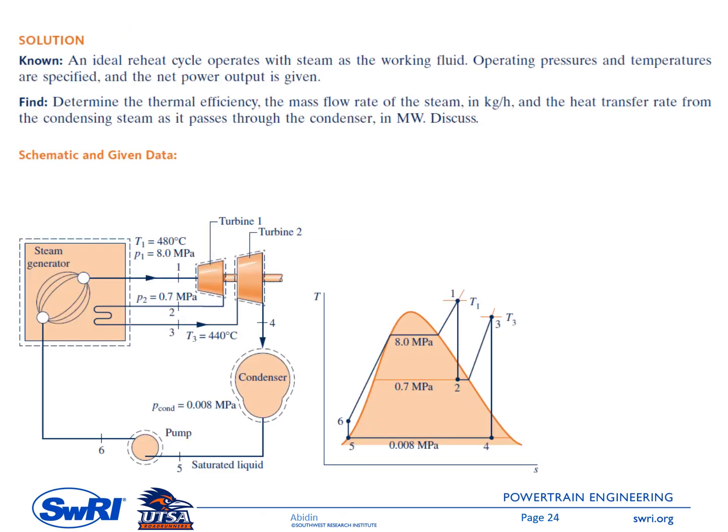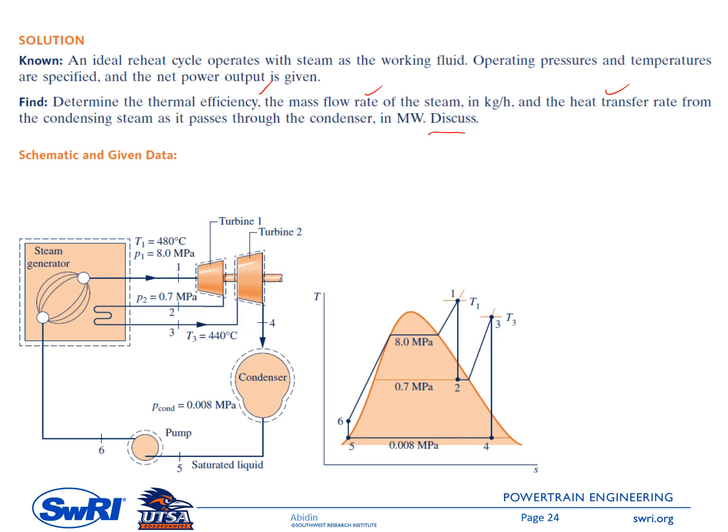So the first step, what is known here is an ideal reheat cycle operates with steam as the working fluid, and then the operating pressures and temperatures are specified, and also the net power output is given. And then we have three questions. First is the thermal efficiency, and then the mass flow rate, and then the Q out. And then we need to compare it with the system without a reheater. And then the next one here is the schematic and the given data.